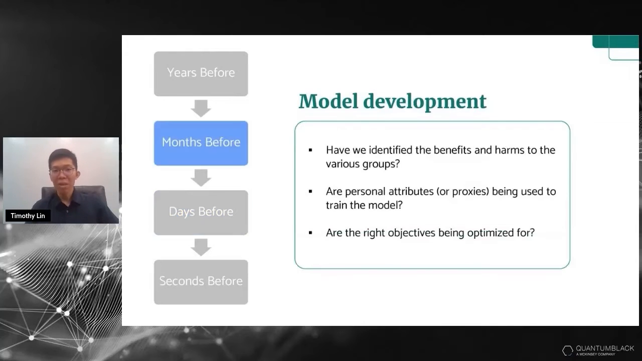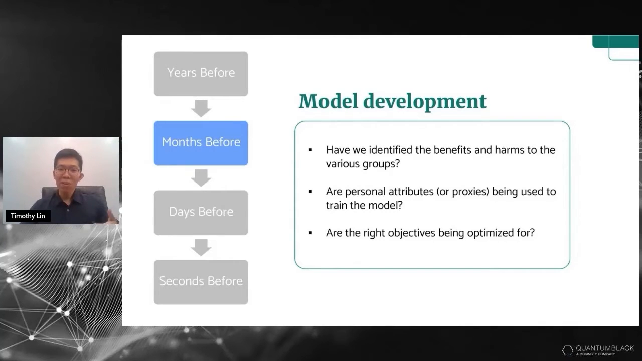So taking a step even further back, we can talk about it months before and the model's development process. So over here, we even ask the first questions, whether we have initially considered the benefits and harms to the various groups that we're affecting. This might be various racial groups, this might be different gender groups, this might be different age groups. If we have not even considered such groups and how the model might affect them, then it's completely obvious that we can't expect the model to perform as we actually intend it to, right? Because we have not even taken into account how these models might affect them. So that's normally a very good starting point.